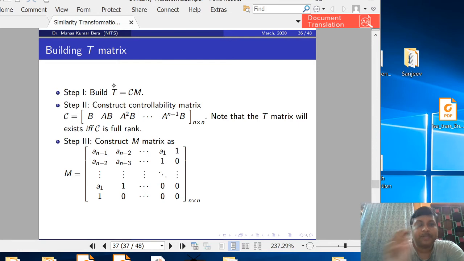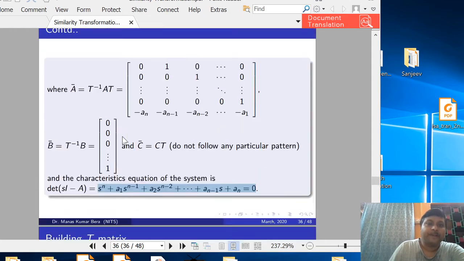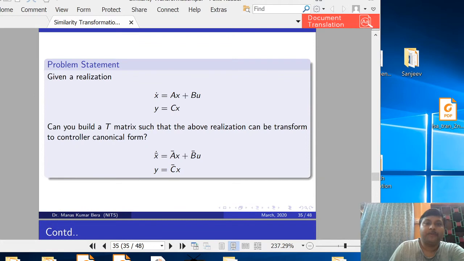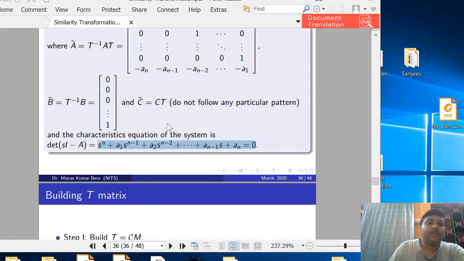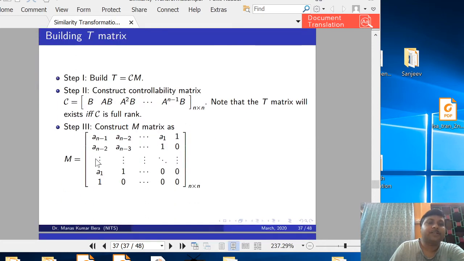If you want to build the T matrix, you have to find out two matrices, that is C and M. C will be the controllability matrix which is given, and the M matrix can be formed from the given or computed characteristic equation. So whenever the A matrix is given to you, from there you can find the determinant of sI minus A, find the characteristic equation, and then identify the coefficients of s.